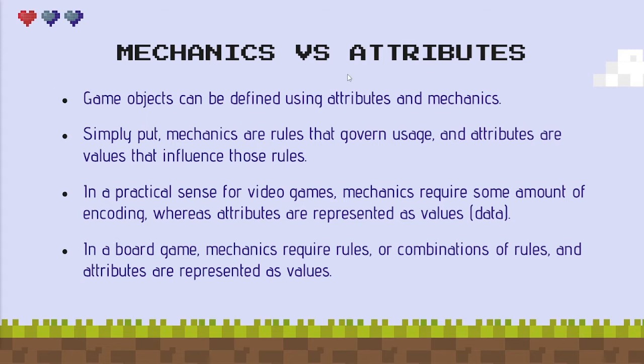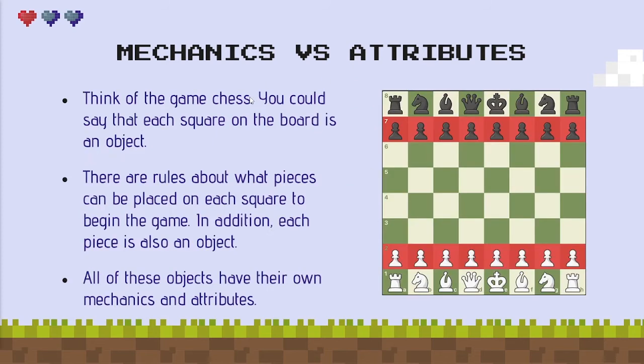So, halimbawa, let's proceed sa next natin. So, think of the game chess. You could say that each square on the board is an object. So, halimbawa, itong each square dito is an object. Pwede natin siya lagyan ng attribute. Okay, halimbawa, ano bang pwedeng attribute ang ilagay natin for this square.